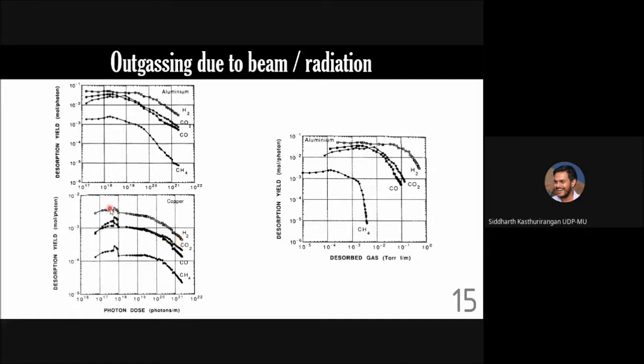So the material of the chamber also matters. Many times it is stainless steel, but here the example is taken for aluminum and copper. Okay. And as the gas keeps getting desorbed, there will be a saturation point where the degassing rate will come to a constant value. So after that, the photon cannot dislodge further molecules of that type. This is another point over here.